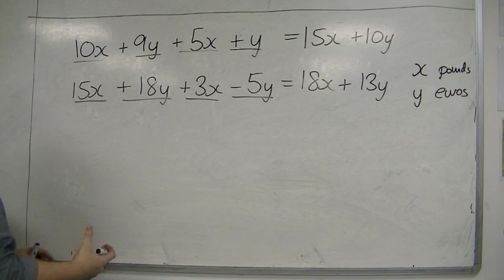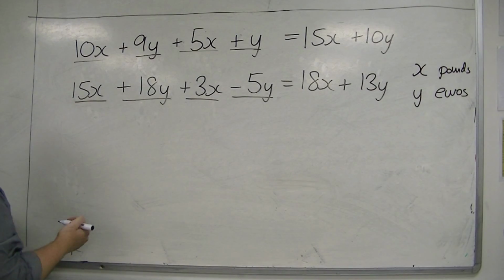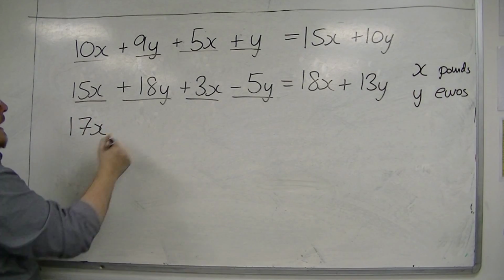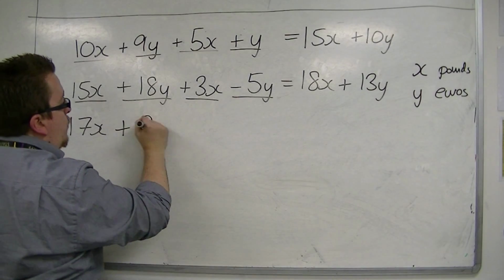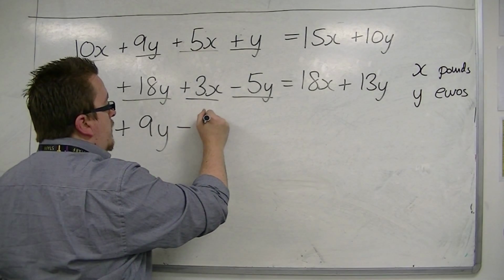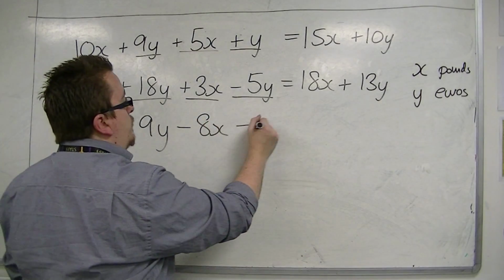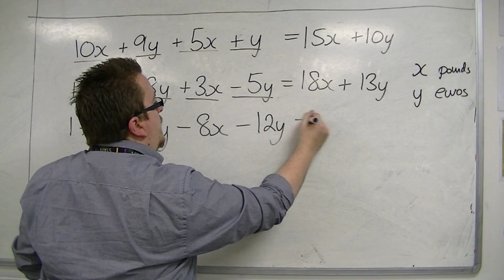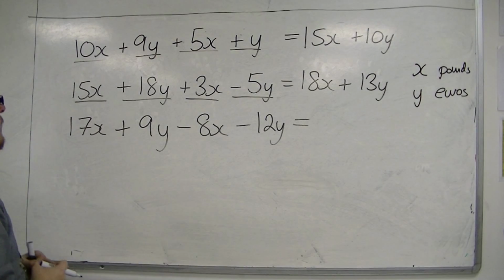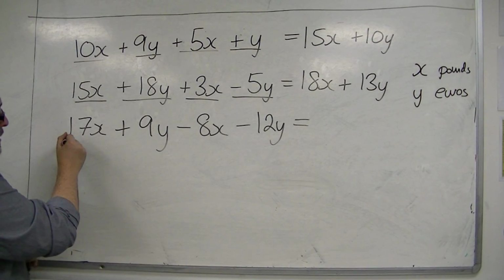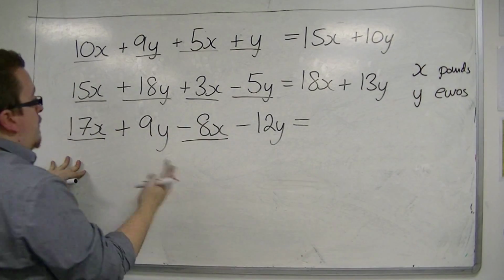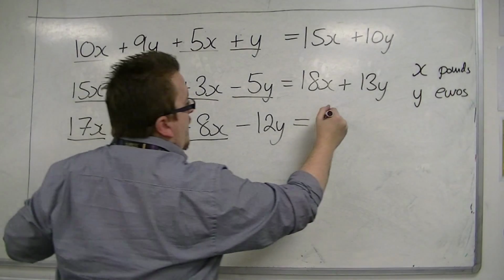Let's have a look at another one. Let's throw in another minus sign here. Let's say I've instead got something like 17 x's, and I've got 9 y's, and then I subtract 8 x's, and then I subtract 12 y's. In this case, I'm starting off with 17 x's in my pile, and then I take 8 of them away. So now I'm down to 9x.